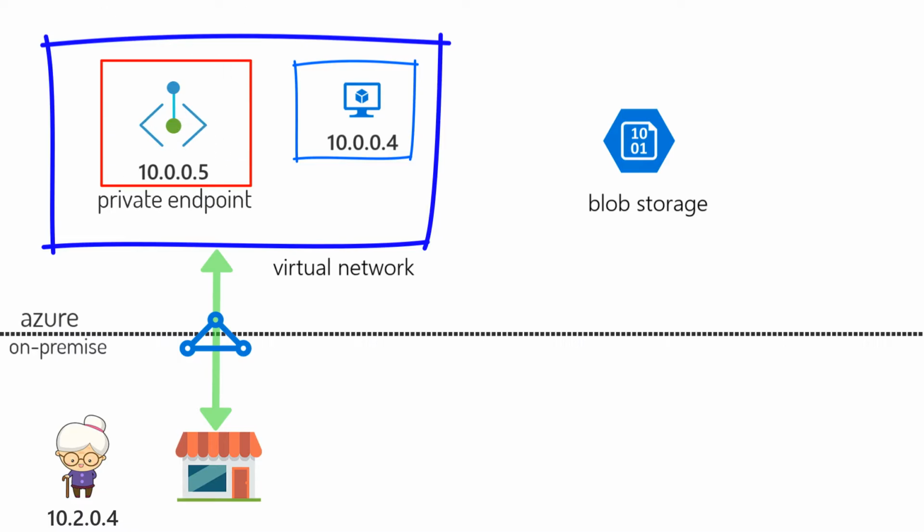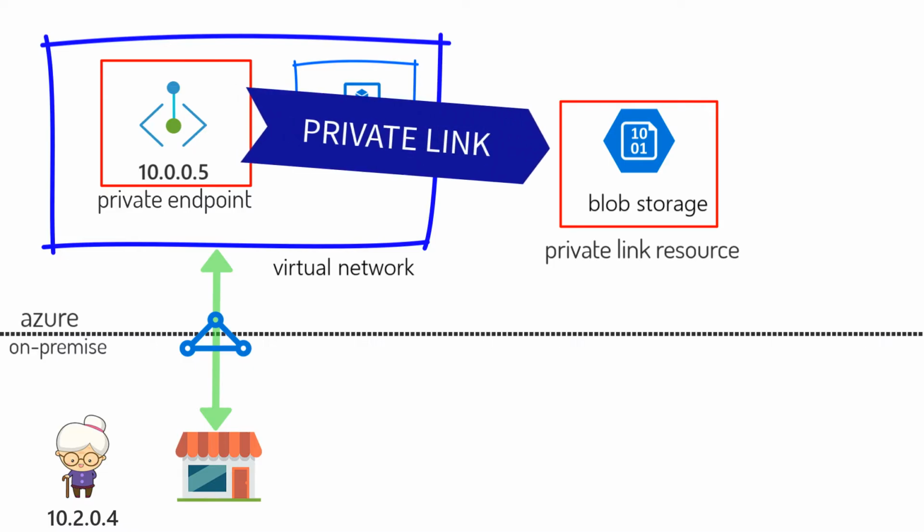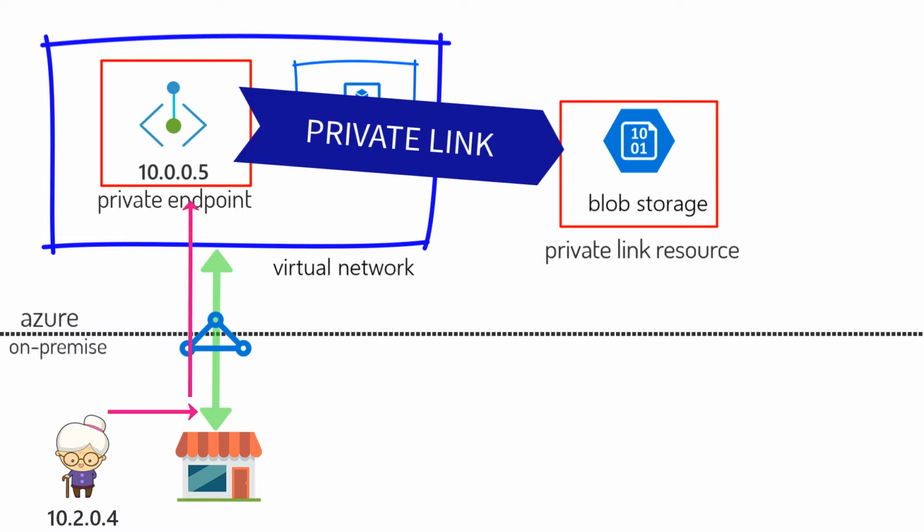It's a NIC card inside your private IP space. In this case, the IP is going to be 10.0.0.5. Next thing we want to do is create a private link resource, that is our storage account. We then connect the private link resource to our private endpoints using private link. This way, the traffic intended to the storage account always remains in the private IP space and does not need any public endpoints whatsoever in order to access it from on-prem or the Azure virtual network.